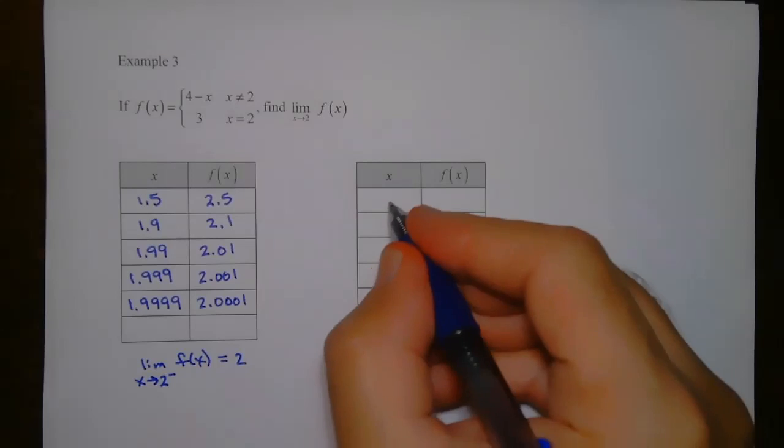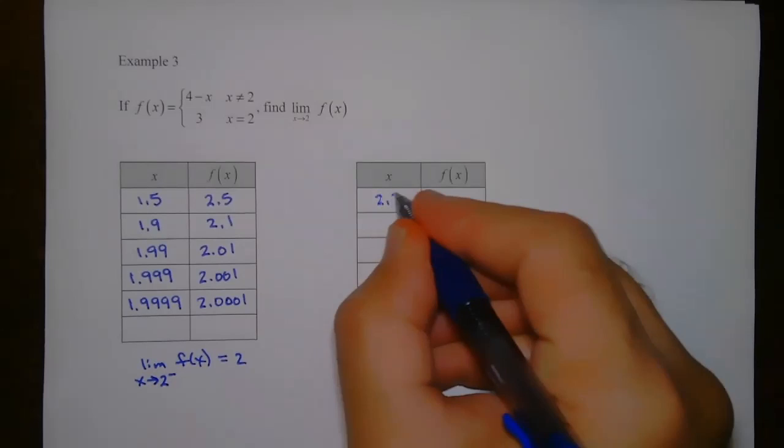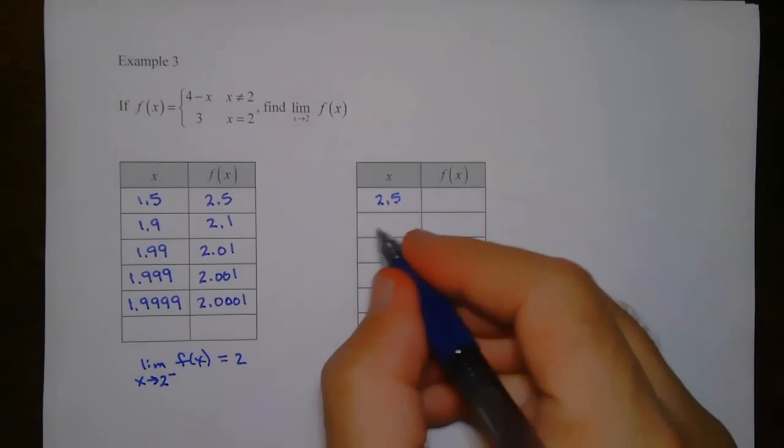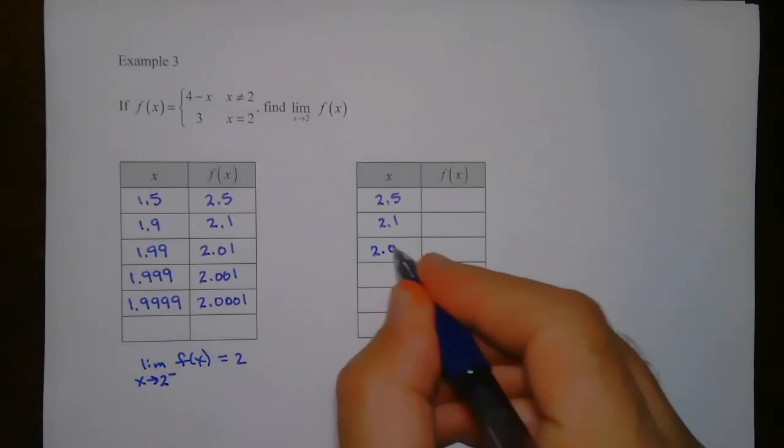Okay, now let's go to the right. And to the right would be, let's go 0.5 to the right, so that'd be 2.5. And then 0.1 to the right, which would be 2.1. And then 0.01 to the right, so 2.01.